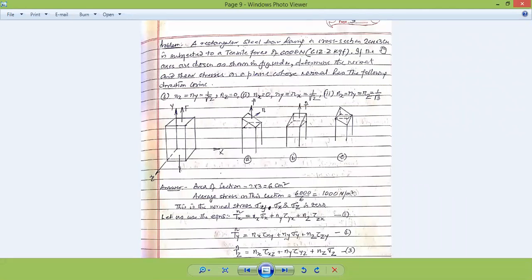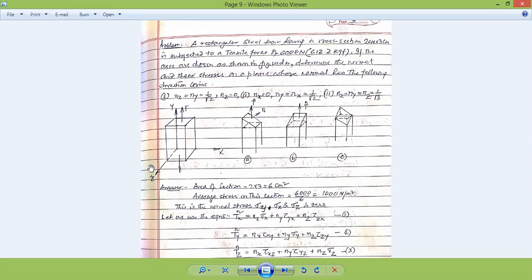2 centimeter, 3 centimeter. What is the load acting over the block? It is 6,000 Newton or 6 kilonewton. And acting in which direction? It is acting along the y-axis. So there is no external force acting along the x or z-axis. From the very beginning, we don't have sigma x and sigma z.